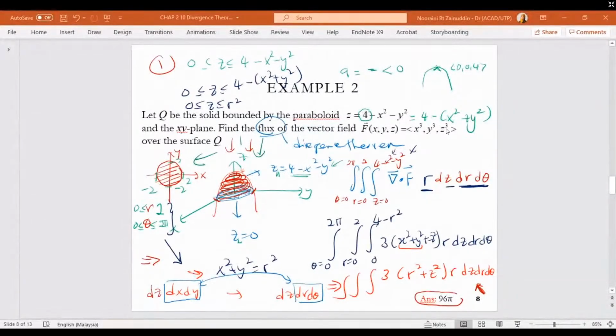So that's for the divergence theorem. For divergence, I think you already know how to get del dot F. Try to familiarize yourself with how to find the del, the curl, because you need to apply it later for the theorems. Okay, so I think that's all for divergence.